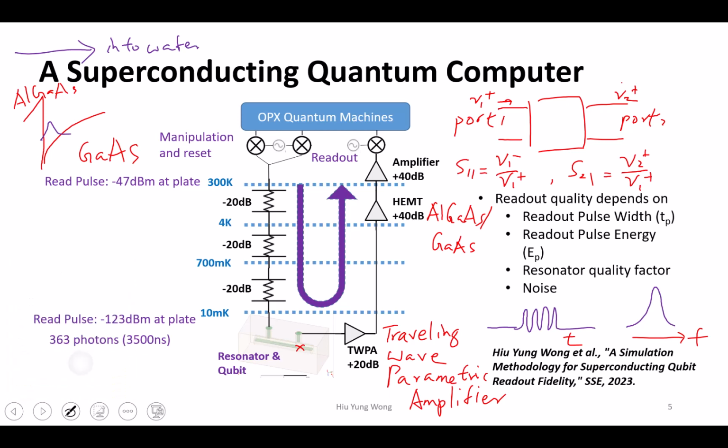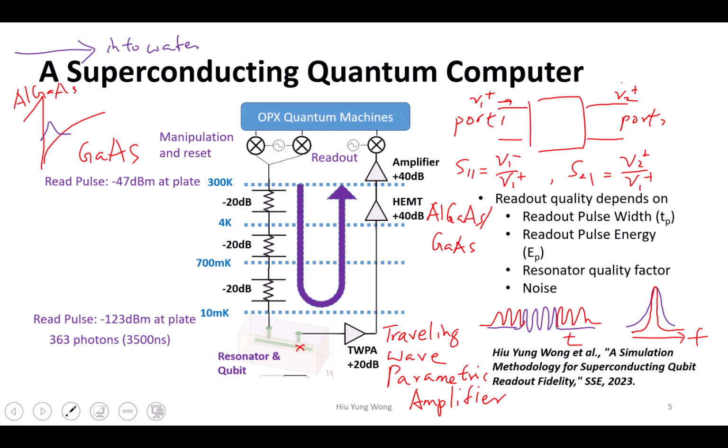Right. If I have a longer one, let's say this one, then I will have a sharper peak in the frequency domain. Another thing is the energy. If you have a very large energy, probably it will be good, higher resolution. You are more insensitive to noise.